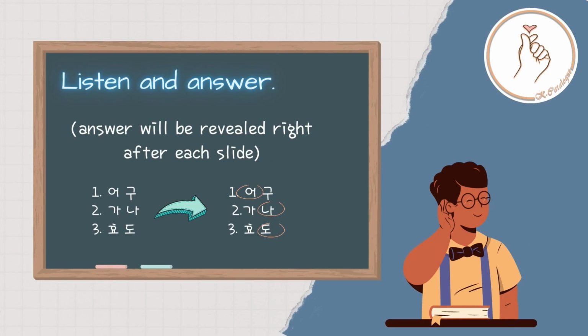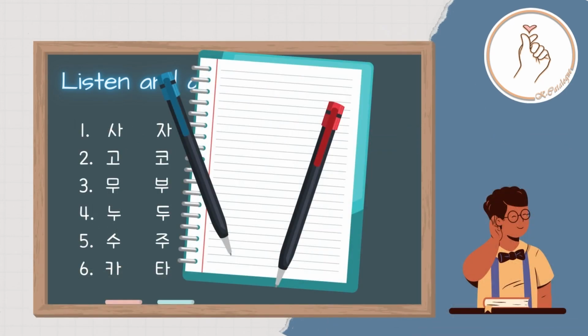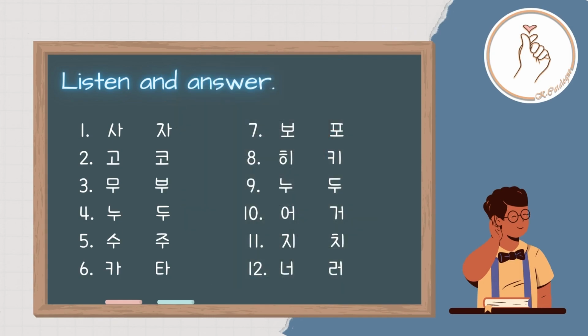Now for this slide, you just have to listen and choose the correct answer. Again, the answer will be revealed right after each slide. Wow, there are a lot of these. So it's better if you have a pen and paper. Okay, let's start. Number 1, sa, sa. Number 2, ko, ko. Number 3, mu, mu. Number 4, nu, nu. Number 5, ju, ju.